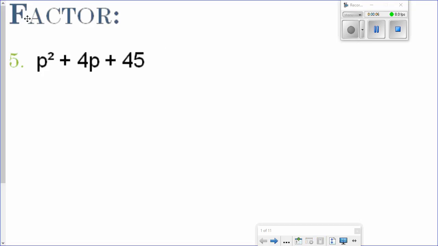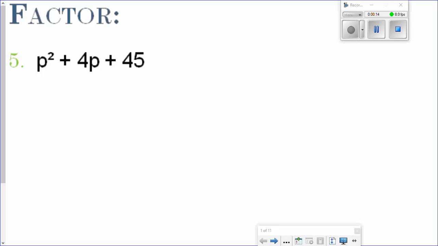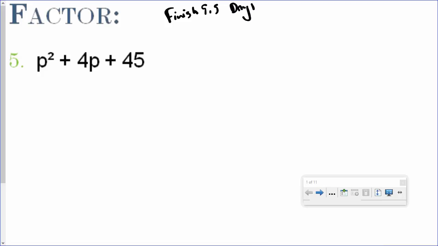What I'm doing right now is trying to get the pen ready. Let's try this again. Hey, what I want to do is try and finish the notes on 9.5, day one. Unfortunately, on Friday we didn't quite get to the end of our notes, and there's a couple of special things that can cause us some problems, or at least cause us to ask some questions. So I'm going to start with that, and then we'll complete the 9.5 day two notes.